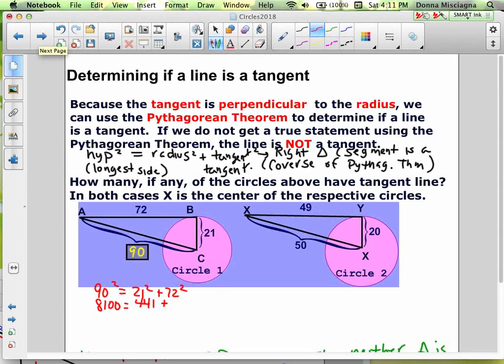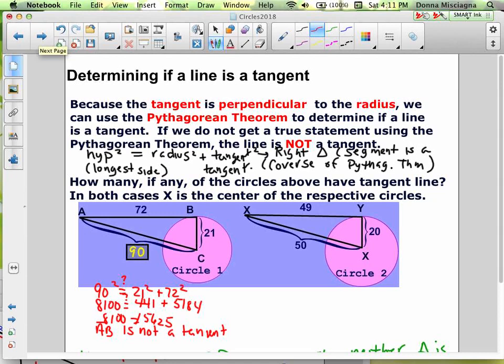5,184. And I should put a little question mark here because we're deciding whether it equals. Well, 8,100 does not equal, let's see what it's going to be, 441 plus 5,184 is 5,625. So 8,100 does not equal 5,625. So this one is not a tangent. So AB is not a tangent. And I have some information below. I'm going to scroll the screen up so that you can see it in a moment.